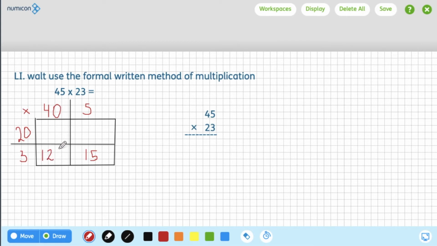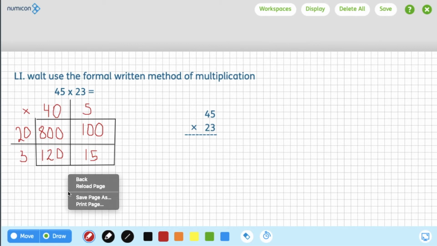I have my placeholder, remember. 20 times 5, again, placeholder. 25 is 100. Whoop. And then 2 tens times 4 tens. We're going to have 0, 0, and 8 tens is 800, or 80 tens is 800. Perfect. Okay, so when I add all this together, 800 plus 100 is 900, 1020, 1035. So, oops, sorry.